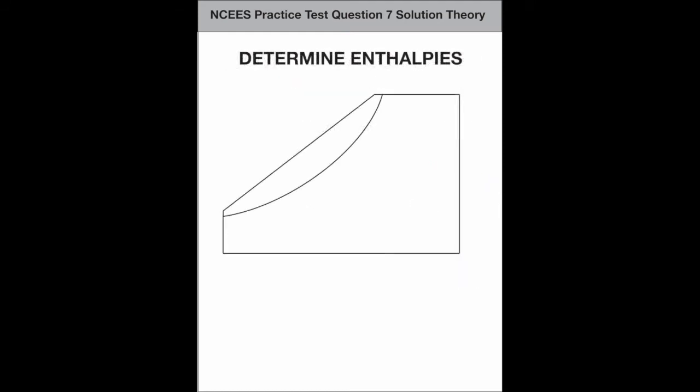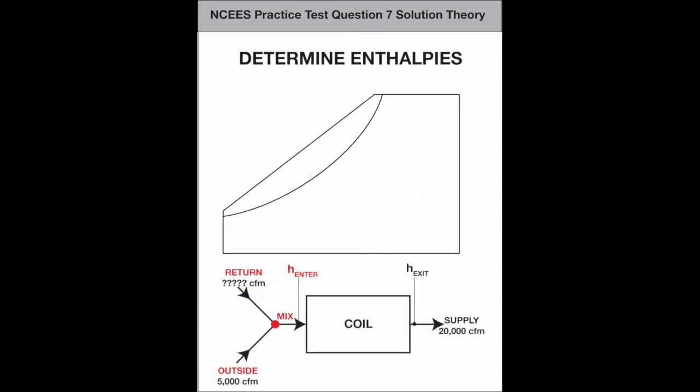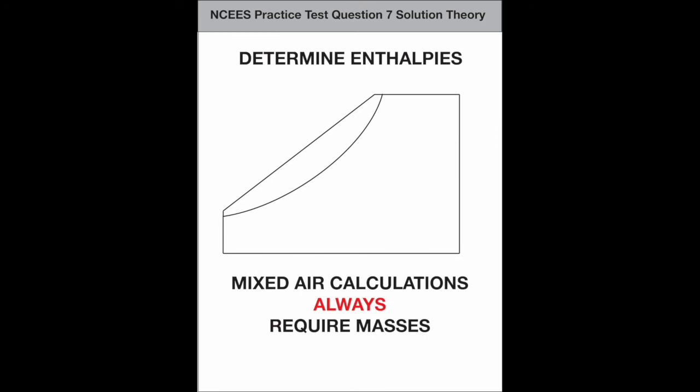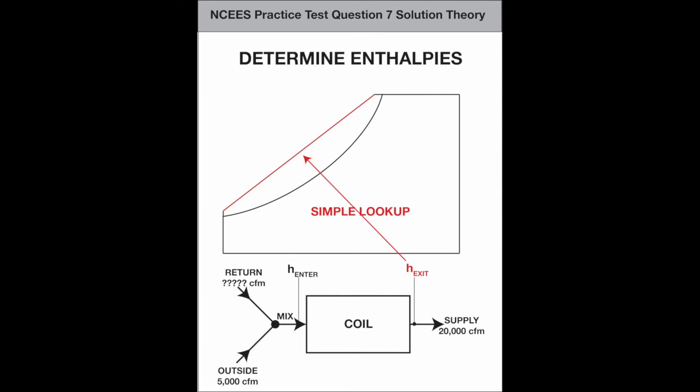Use the psychrometric chart to determine these enthalpies. But first notice specifically what the entering and exiting enthalpies consist of. The entering air is the mixture of the outside air and the return air. So an air mixture calculation must be done to find entering enthalpy. Keep in mind that air mixture calculations require mass. The exiting air is a simple lookup from the information provided by the question.